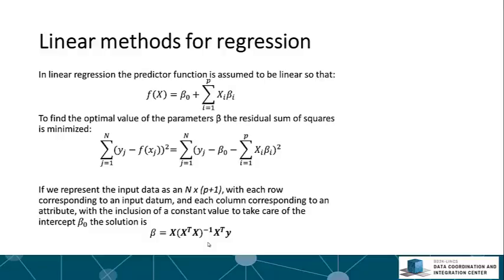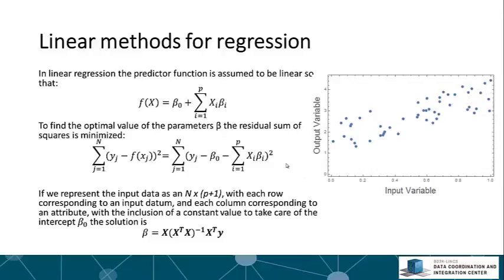Now to give you a more visual impression of what we're doing in linear regression, we'll consider a simple example. Let's say that we have only one feature, so that p is equal to 1, which means we have only one input variable, x, which we will plot along the horizontal. And we have only one output variable, y, which we'll plot along the vertical. Then we can plot our data set as a scatter plot.